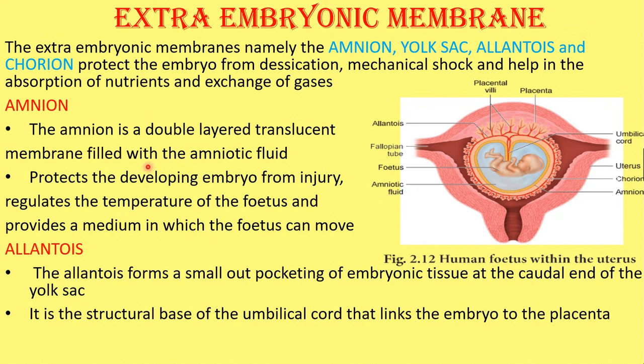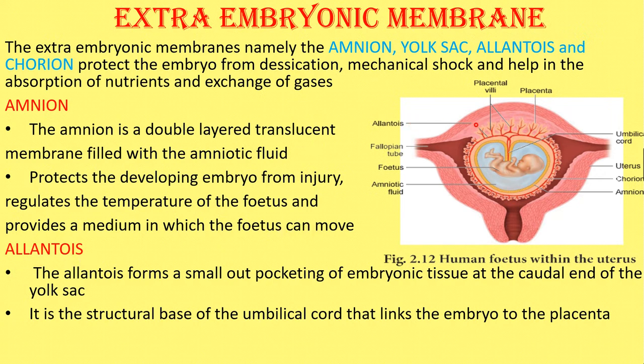So what is the use of amniotic fluid and the amnion membrane? It protects the developing embryo from any injury, and the temperature of the fetus is maintained and regulated at the normal body temperature. It also provides a medium in which the fetus or the embryo is able to move and rotate because of the presence of amniotic fluid, surrounded by the double layer translucent membrane called amnion. Okay, yeah. Now we'll see the next one, allantois.